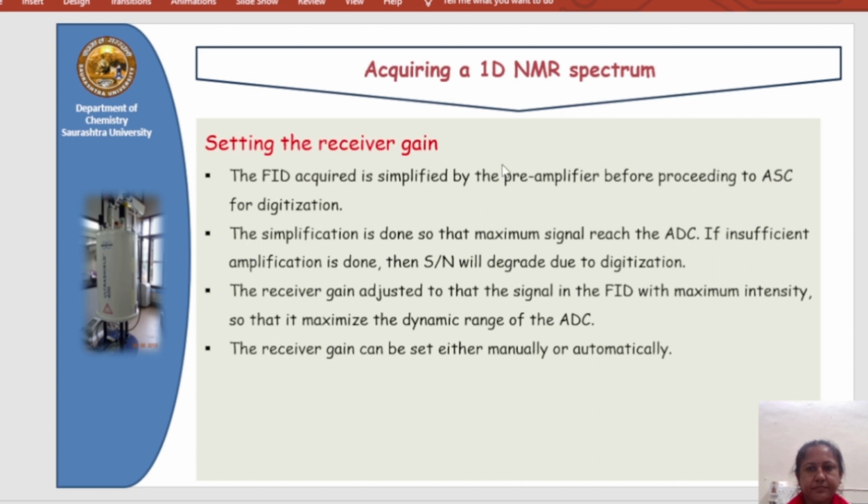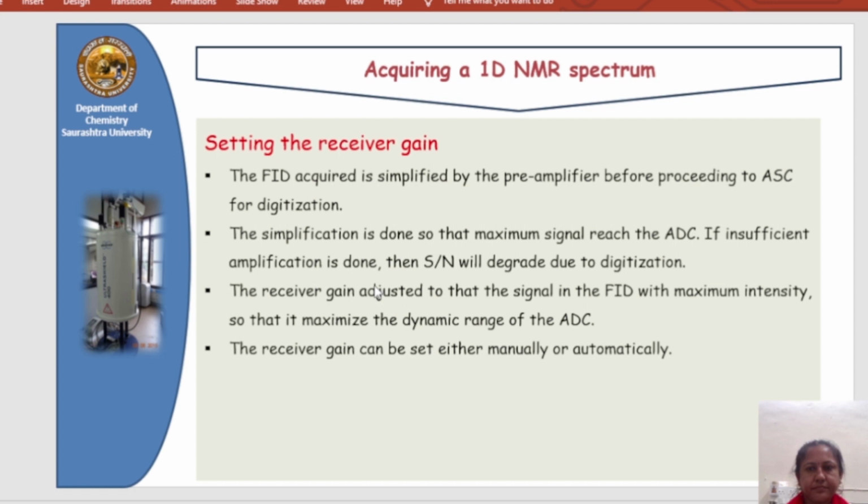First we think about setting the receiver gain. Receiver gain is a function of amplitude, and it is a function of the hardware component. To receive the signal, optimization is necessary. For the optimization, amplification is carried out, which is known as receiver gain. It is done by the ADC, which means analog to digital converter.